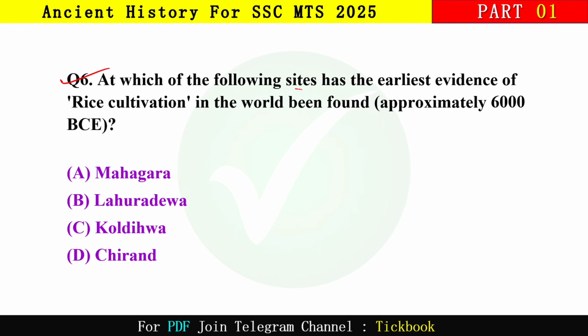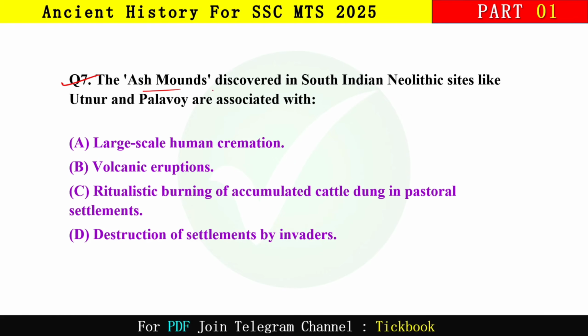Question 6, at which of the following sites has the earliest evidence of rice cultivation in the world been found, approximately 6000 BCE? Option number B, Lahuradewa. Question 7, the ash mounds discovered in South Indian Neolithic sites like Utnur and Palavoy are associated with? Option number C, ritualistic burning of accumulated cattle dung in pastoral settlements.